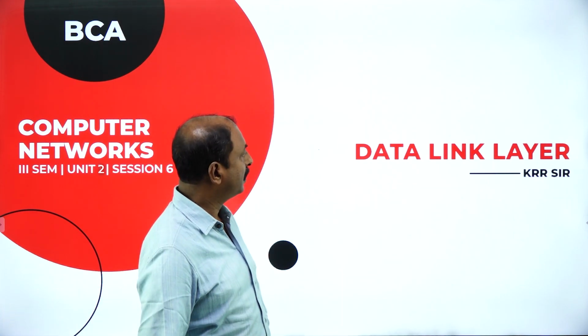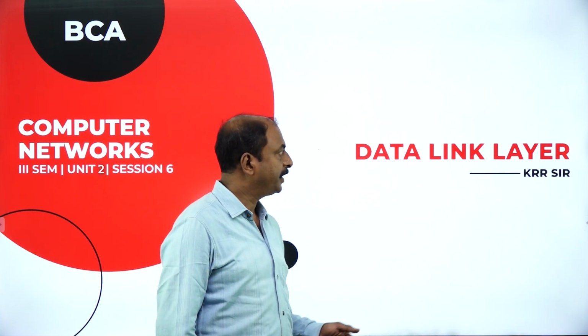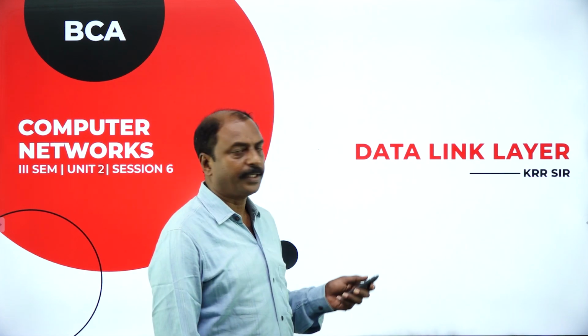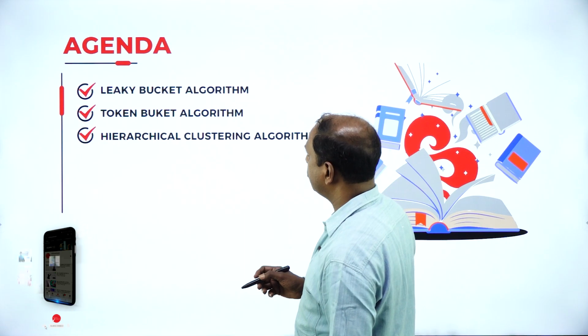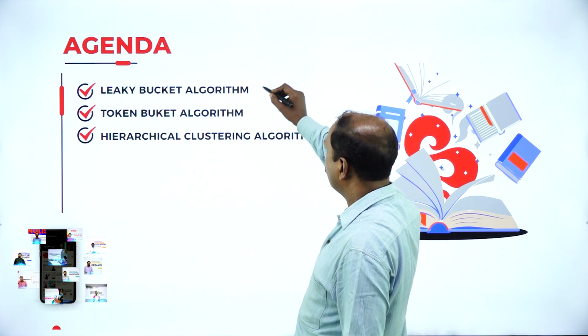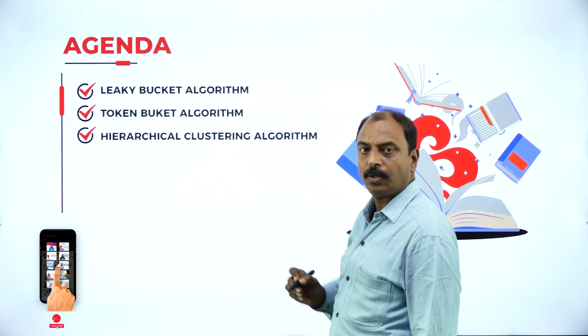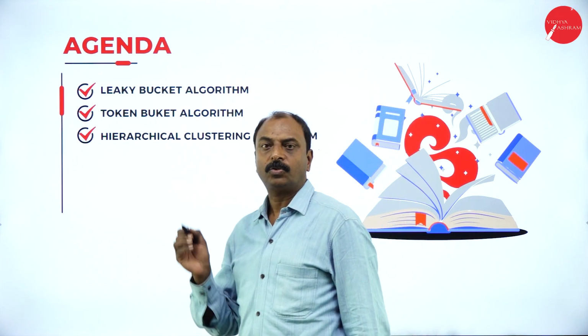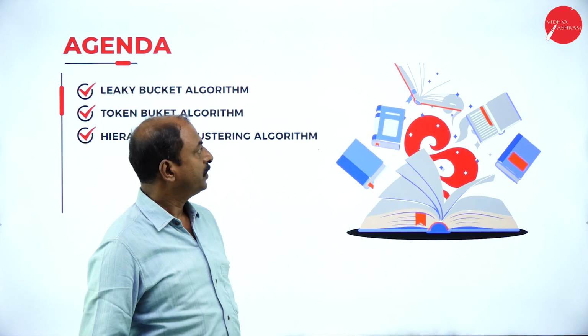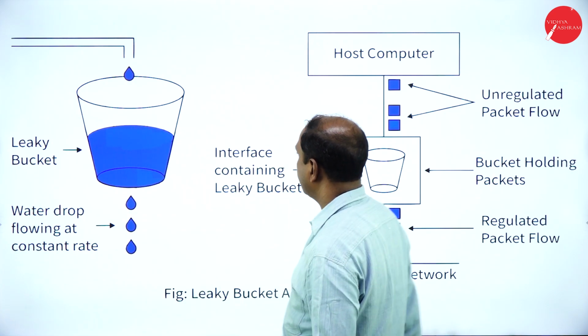Students, let us start our discussion with the unit, that is Unit 2, Data Link Layer. In this session, we are going to discuss the topics leaky bucket algorithm, token bucket algorithm, and hierarchical clustering algorithm. These are the topics to be discussed in this session. So, let us start with the leaky bucket algorithm.